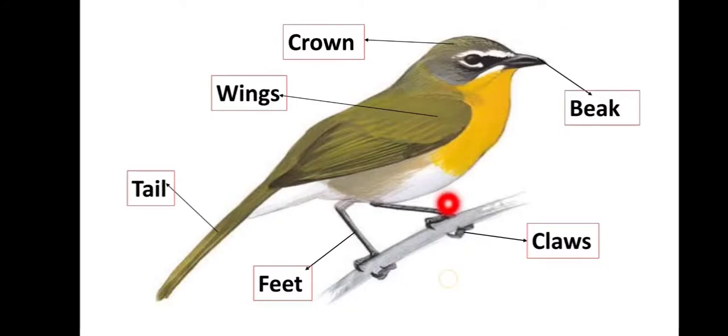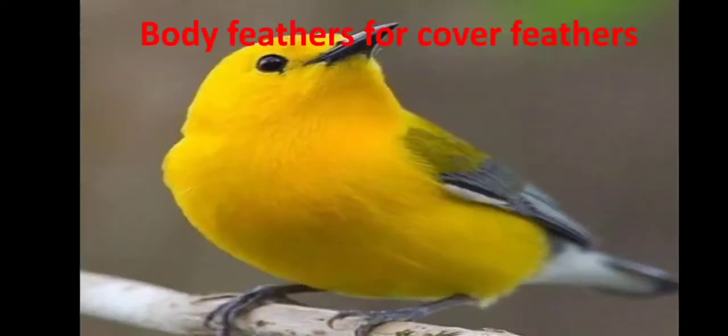And another part is feathers. We can see its whole body is covered with feathers. Can you see? All body is covered with feathers. And there are 4 types of feathers on a bird's body. Okay, first one, body feathers or cover feathers.